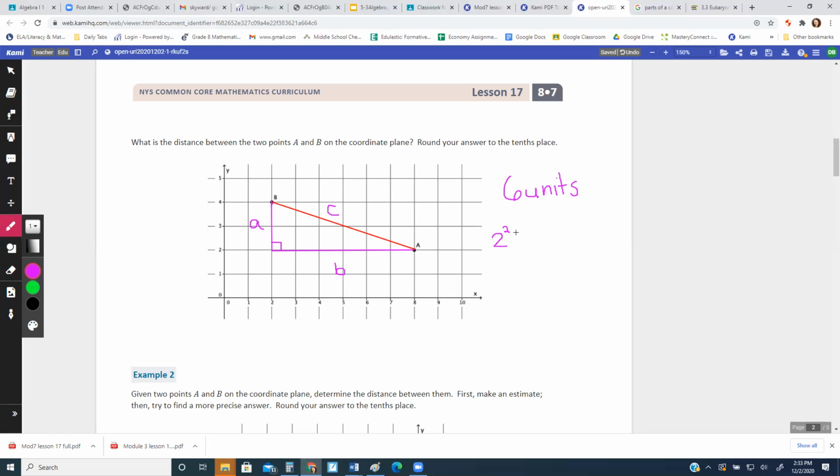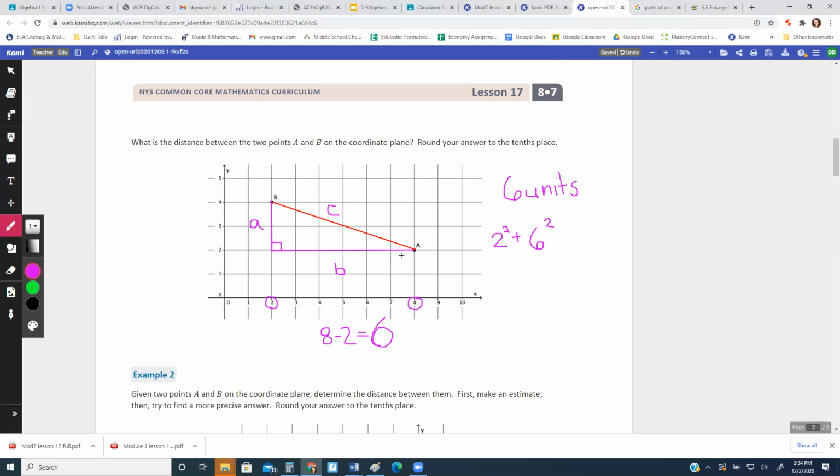So 2 squared plus, let's count B. 1, 2, 3, 4, 5, 6. So B is 6. 6 squared. Now you might be tempted to say that B is 8. Because look, there's that 8 right there. But B does not start at 0. B starts at 2. We can say we have 8 minus 2 equals 0, which it does. No, it doesn't. It equals 6. Do you like how I saved that? 8 minus 2 equals 6, or we can just count 1, 2, 3, 4, 5, 6.